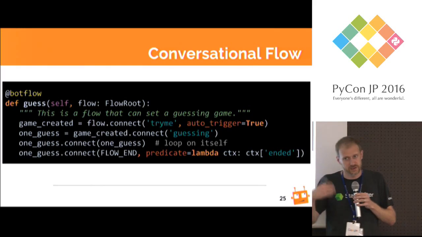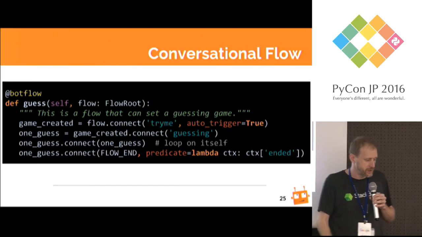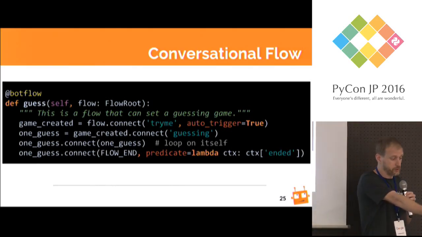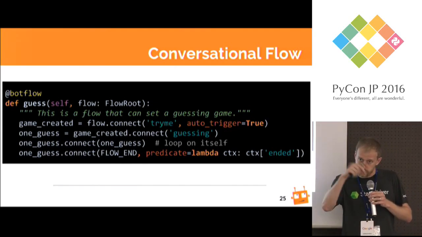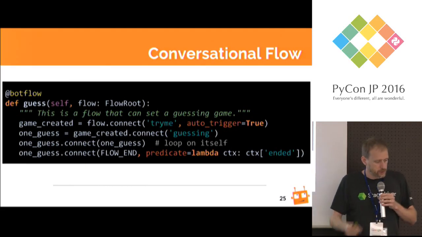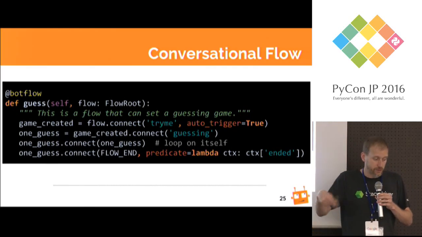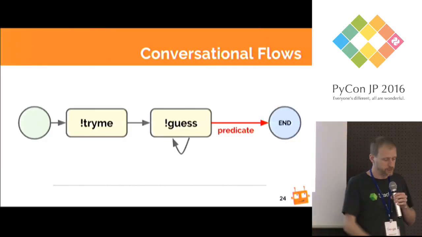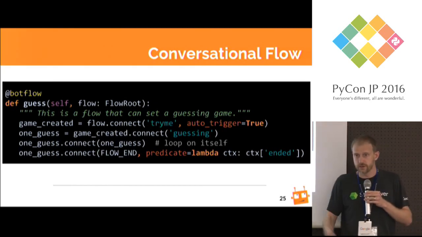Once again, you don't want to spend too much time on your code. So you create a bot flow, like you would create a bot command, and then you start to connect commands manually on your tree. For example, you start with a root called game created. You connect this root to another command called guessing, and you connect it on itself, you see the little loop. And on a specific condition, it goes to the flow end, which is the end of the flow. So it's super simple to implement.